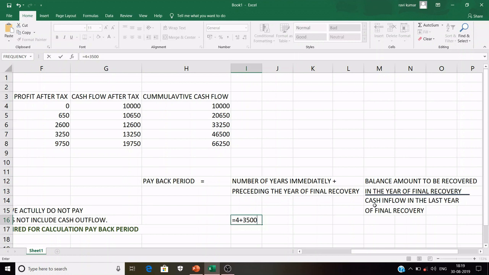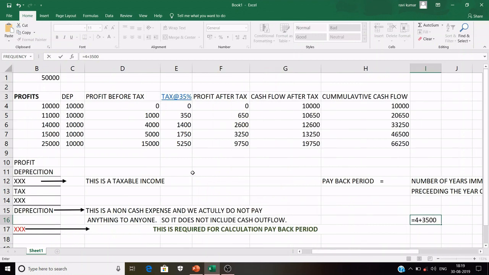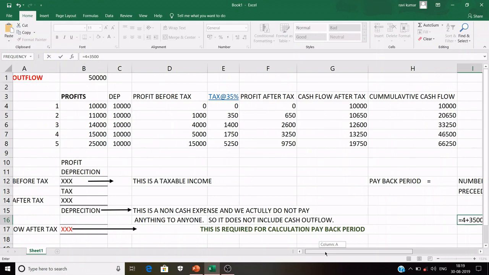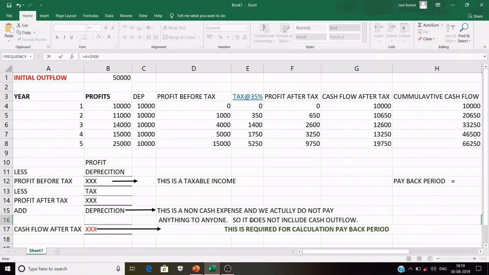So now next is cash inflow in the last year of final recovery. So where is our cash inflow column? G column is our cash inflow column. So in the last year of final recovery means in the last year, our period of investment is total 5 years. Let me show you that our total life of our investment is only 5 years. 1, 2, 3, 4, 5. The last year is 5 years.